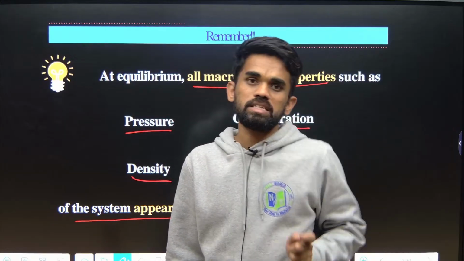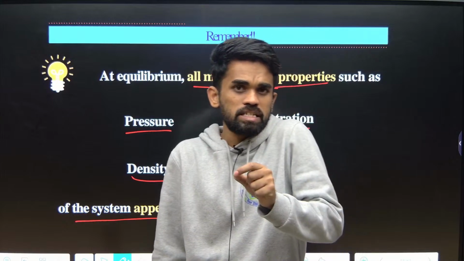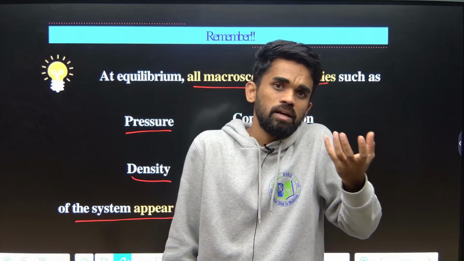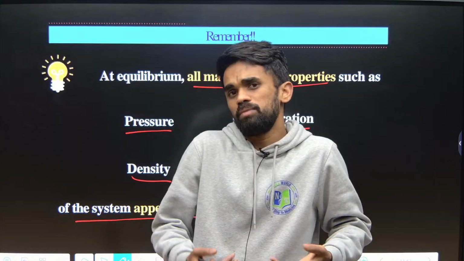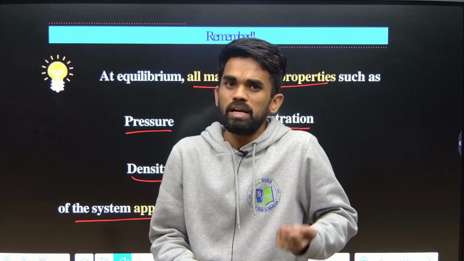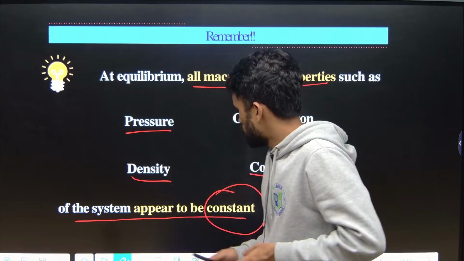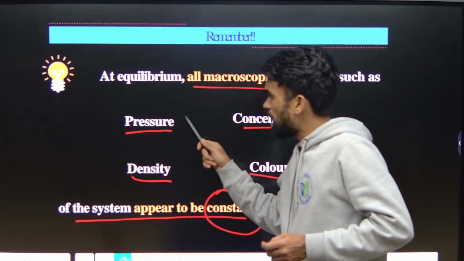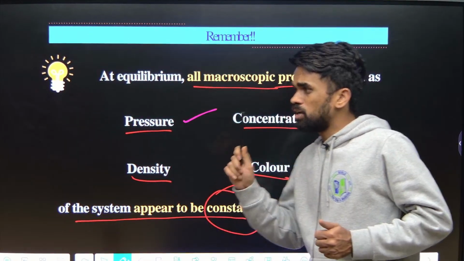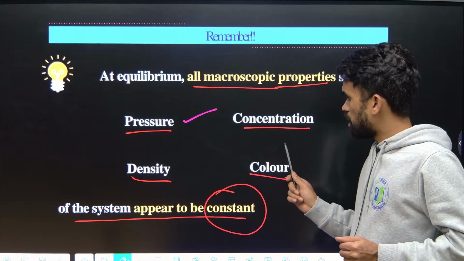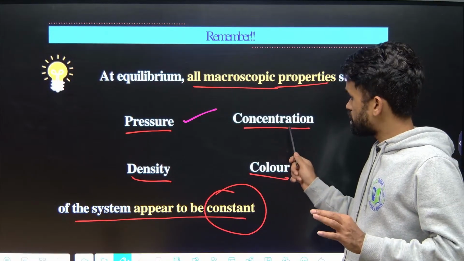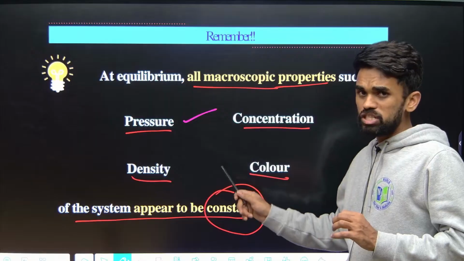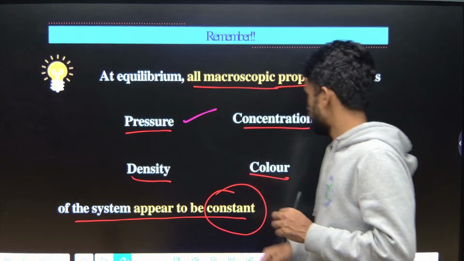that equilibrium is disturbed. If the reaction is moving forward, the color might fade out, or its intensity might increase, depending upon the reaction. So what to remember: all macroscopic properties like pressure, volume, temperature, color, concentration, and density will remain constant.